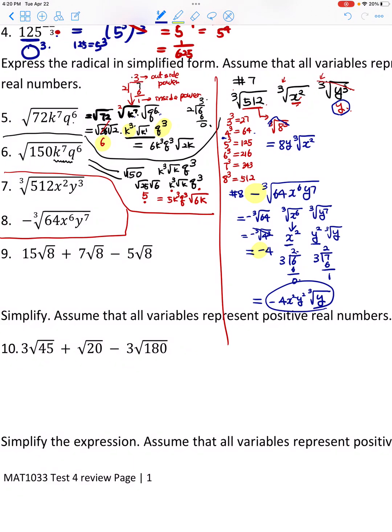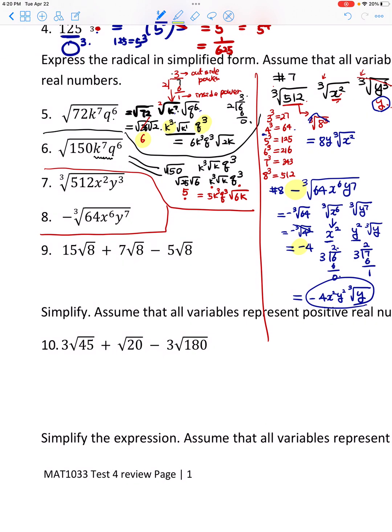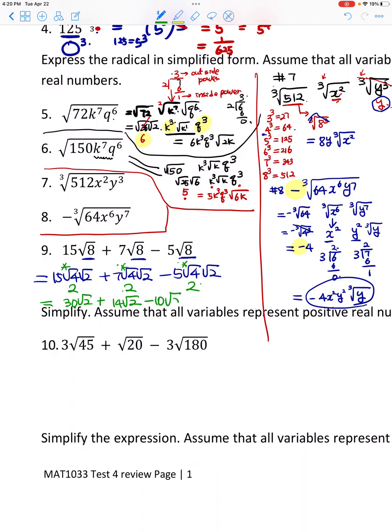Okay, and number 9, I got radical 8, radical 8, radical 8. It's not a simplified answer, so I'm going to write down 4 times 2, 4 times 2, 4 times 2. Then I can change this radical 4 as 2, 2, and 2. The front number must be multiplied with the 2. So 15 times 2 is 30 radical 2. 7 times 2, you got 14 radical 2.